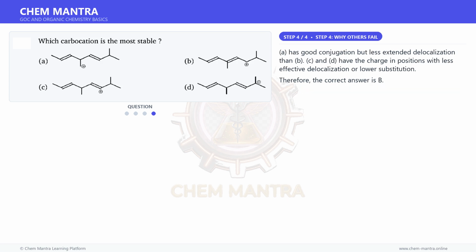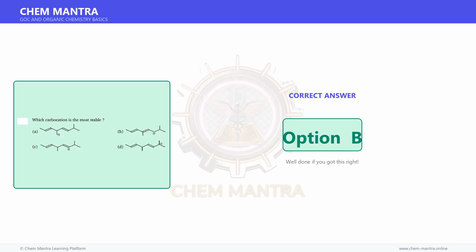And for the final step, A has good conjugation but less extended delocalization than B. C and D have the charge in positions with less effective delocalization or lower substitution. Therefore, the correct answer is option B.